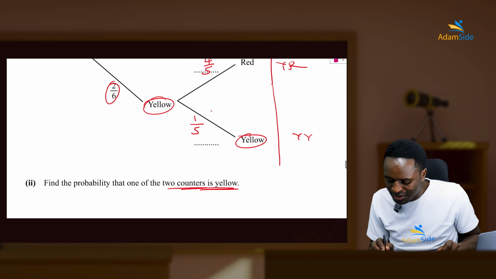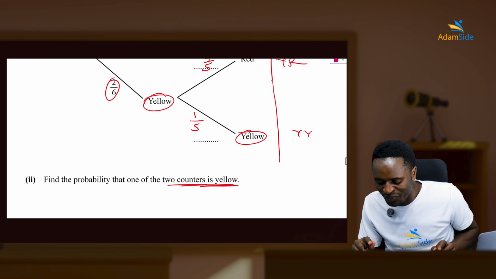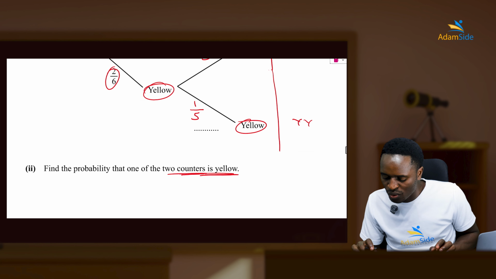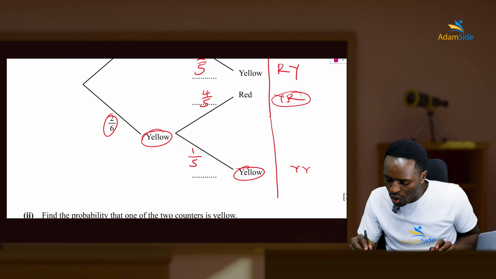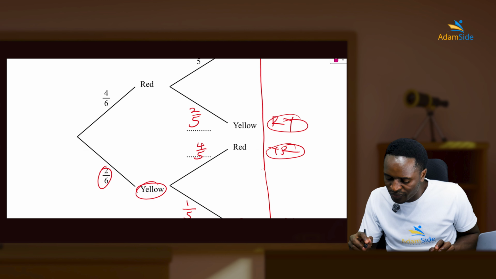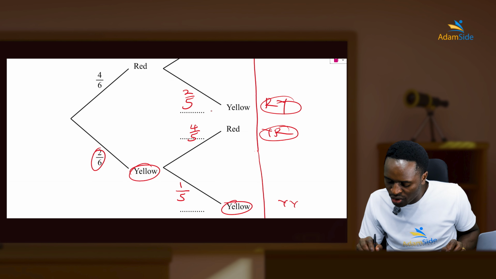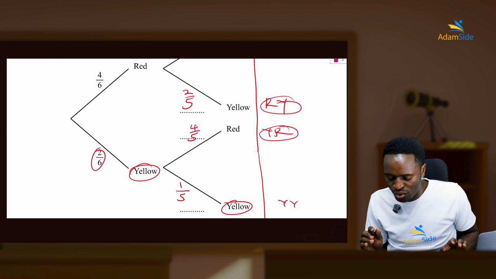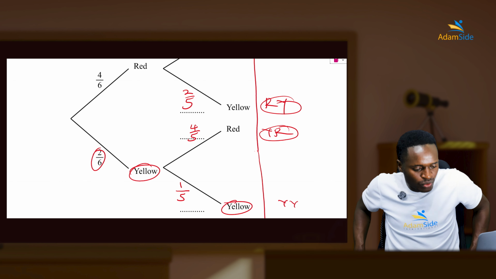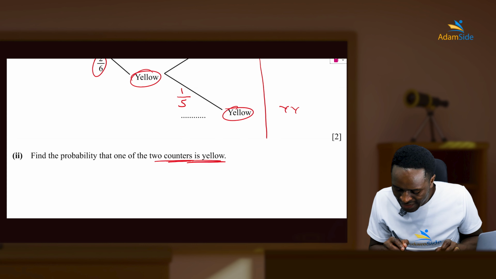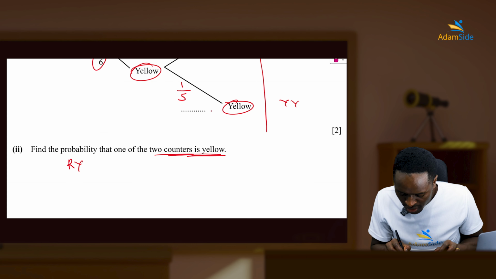Probability that one of the 2 counters is yellow. So one of the 2 counters is yellow. So we have yellow red or red yellow. Yeah, so we have these two. It is either yellow red or red yellow. So those two probabilities are the ones that we are going to do. So what's the probability of red yellow? It's either red yellow or yellow red.